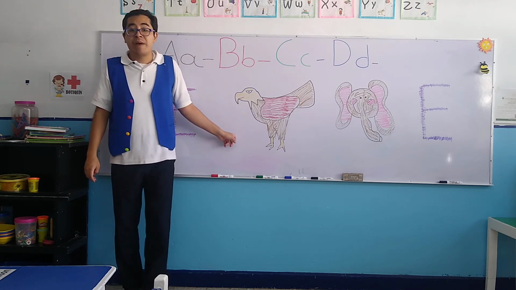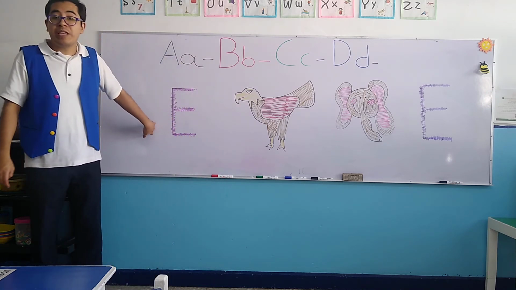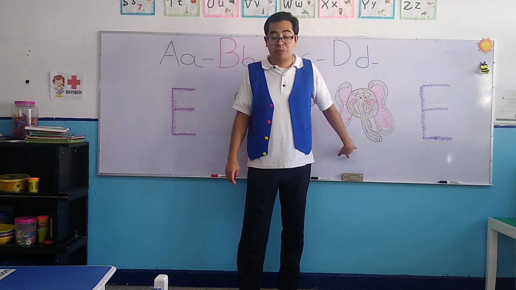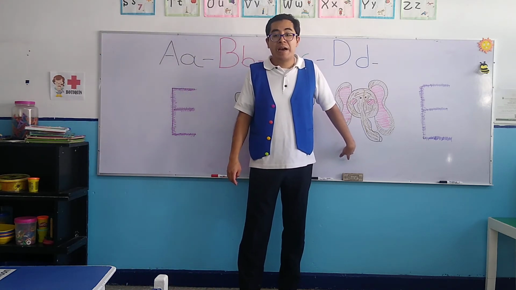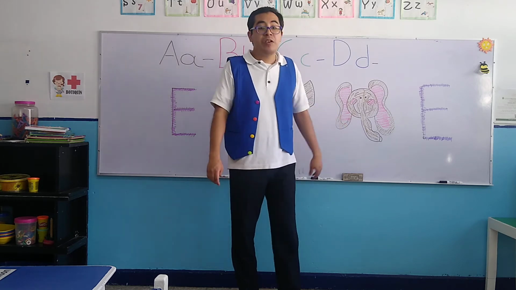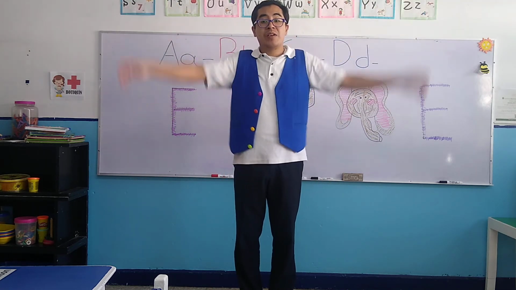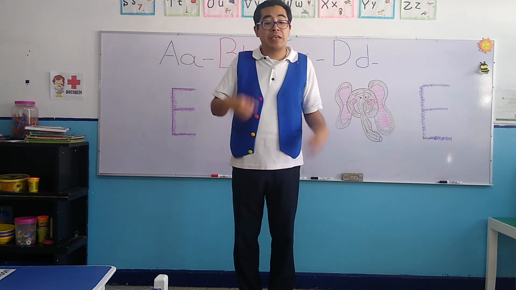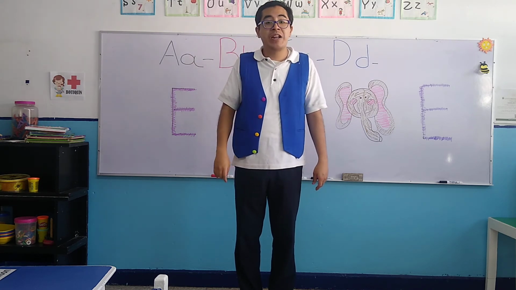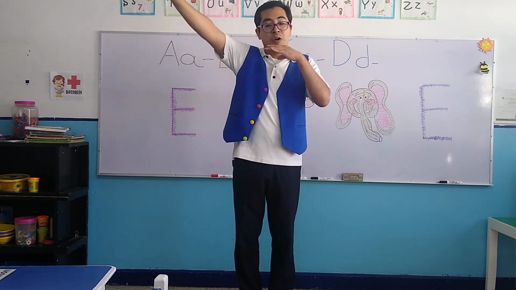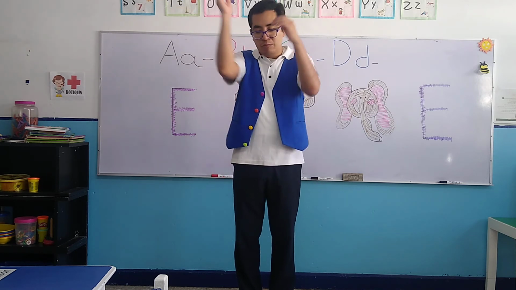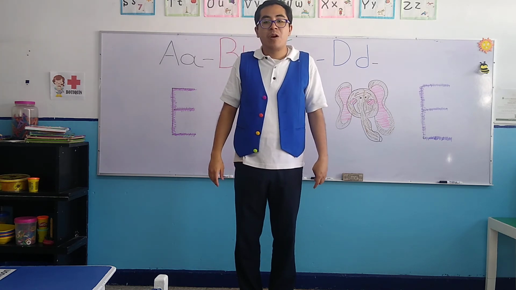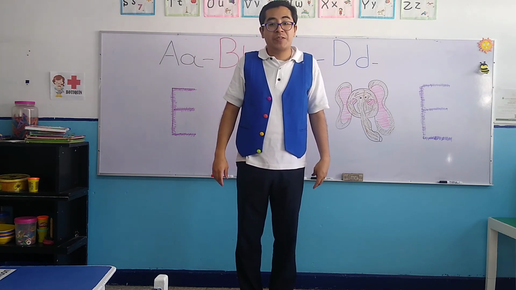Another type of animal or object that begins with the letter E is the elephant, okay? Please repeat after me. Elephant. Now, elephants are big animals with a trunk. Now, the trunk of the animal is like the nose, va a ser su nariz, okay? They have a big trunk and make noises like that's the sound of the elephants, okay?